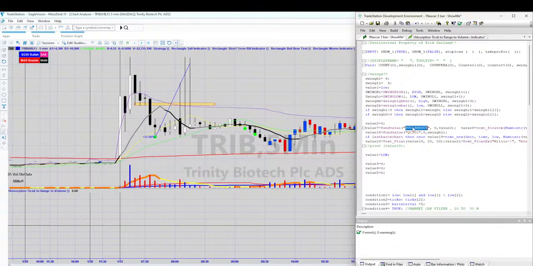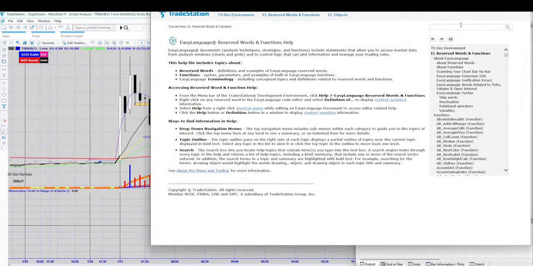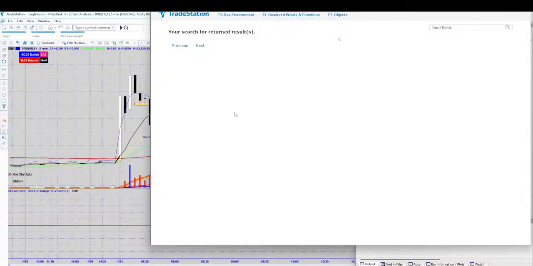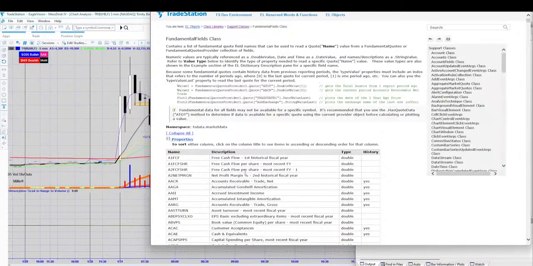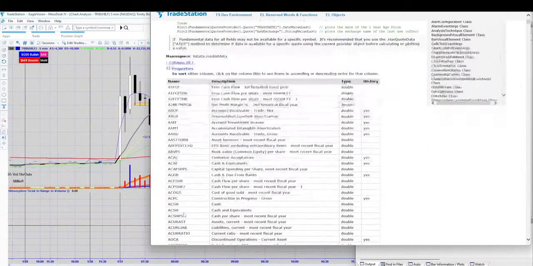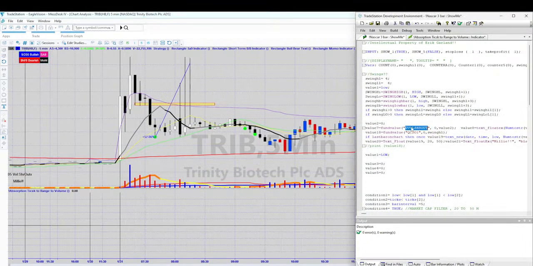To find this, you have to go to search, like fund fields. Once you do that, fundamental fields class. Now all these are the fields, and that's what you put. This name is what you put in parentheses. So if we wanted to do cash equivalents, we'd do ACAE right there instead of that devols shout. We would put that ACAE right there.